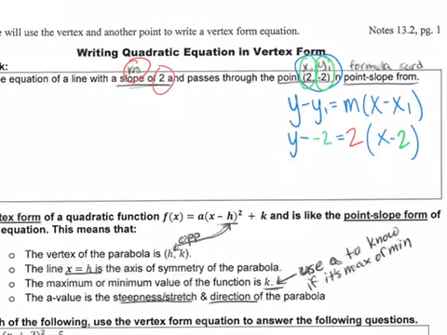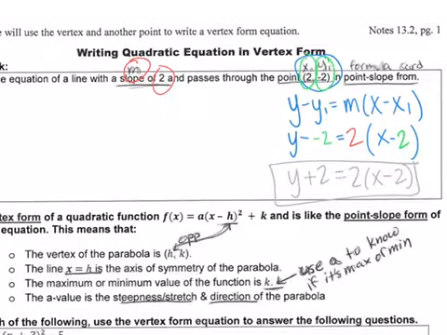And then I'm just going to clean it up just a little bit. So y minus minus is really plus. And then nothing to clean up on the right side. So that is in point slope form, and we just cleaned it up a little bit.